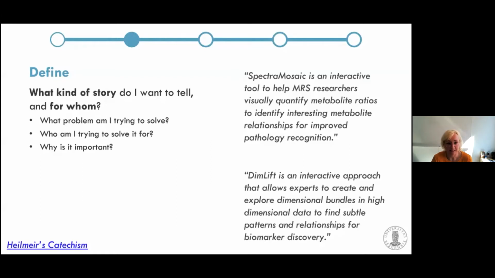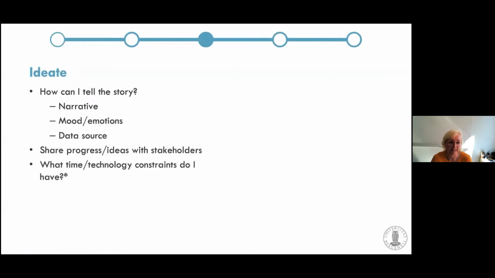So the next step after this is a fun one. The ideation phase is where I start experimenting, so sketching out concepts and flows. This helps you keep in mind who you're doing this for, and it's important to keep in mind who you're doing this for.